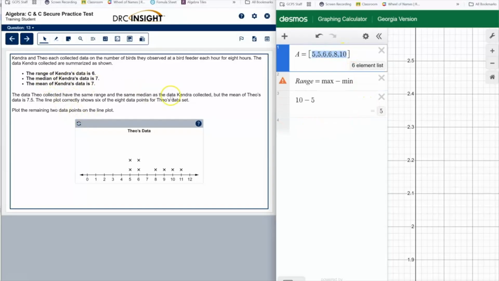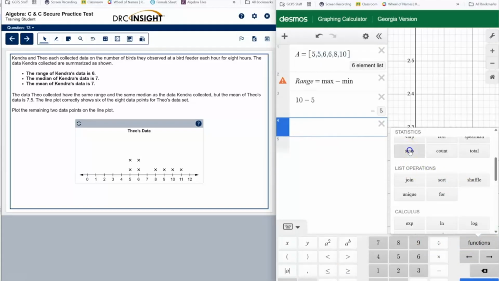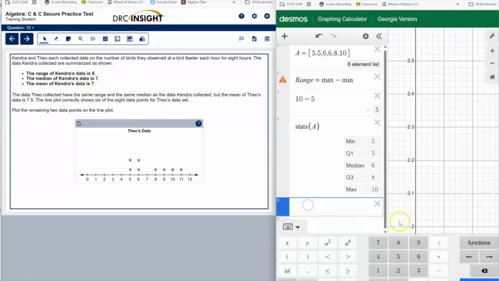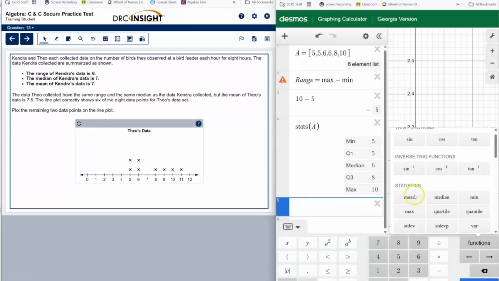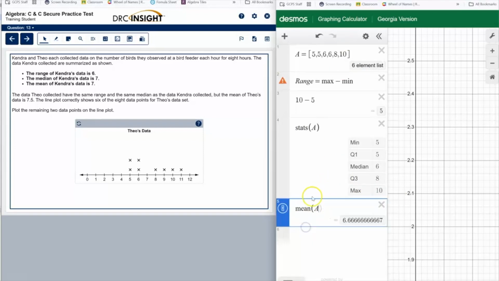All right, the median was also the same thing. So we could click functions and just hit median, but you know I like it when you guys click stats because it gives us a whole bunch of them. And how do I do stats of what? Stats of this data set. So you got to tell the calculator, hey, go look at A and work out the stats for that. And it has. And then finally, I need the mean. So again, I go to a new line, hit functions, go to statistics and click mean. Again, mean of what? Mean of the data set A. So I've got all the information that I need here. I just need to manipulate what I have.